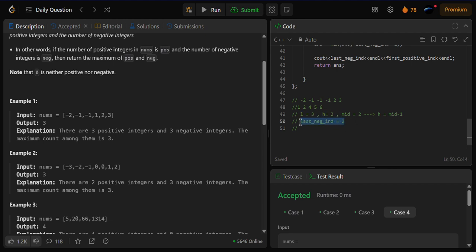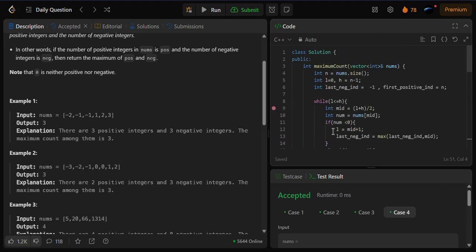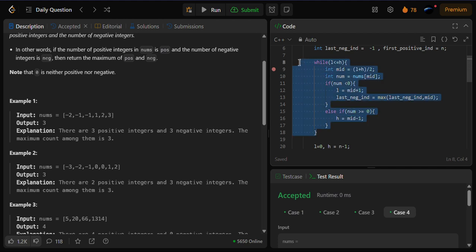So my last negative index will be at index 2. And we can confirm that from this example: it is 0, 1, 2. Yes, my last negative index is at index 2. So we can just code that up over here.